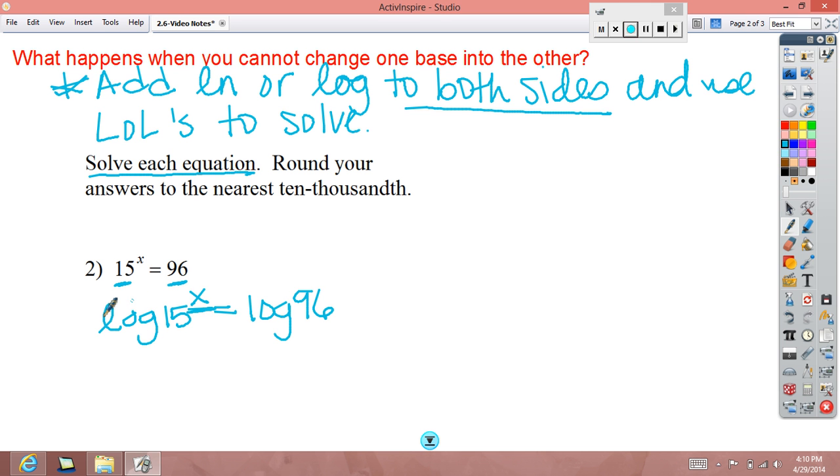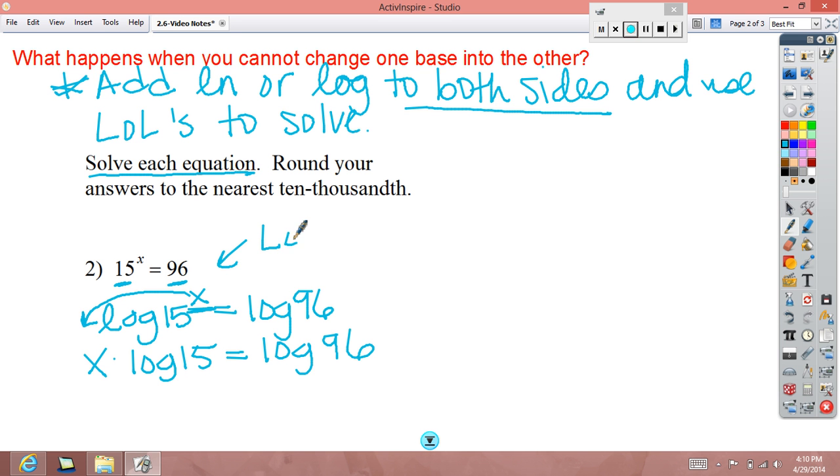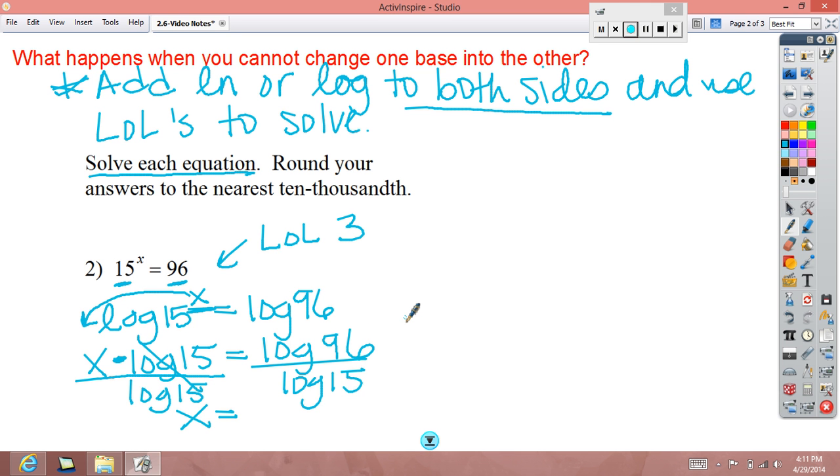So once I put this log in front, this exponent can come down here. That makes this x times log of 15 equals log of 96, and that's because of LOL 3. An exponent comes down to be a coefficient. I want to solve for x, so now I have x here. I want to get it by itself. This is multiplied, so I'm just going to divide here by log 15. Once I divide these, that should get me my answer for x.